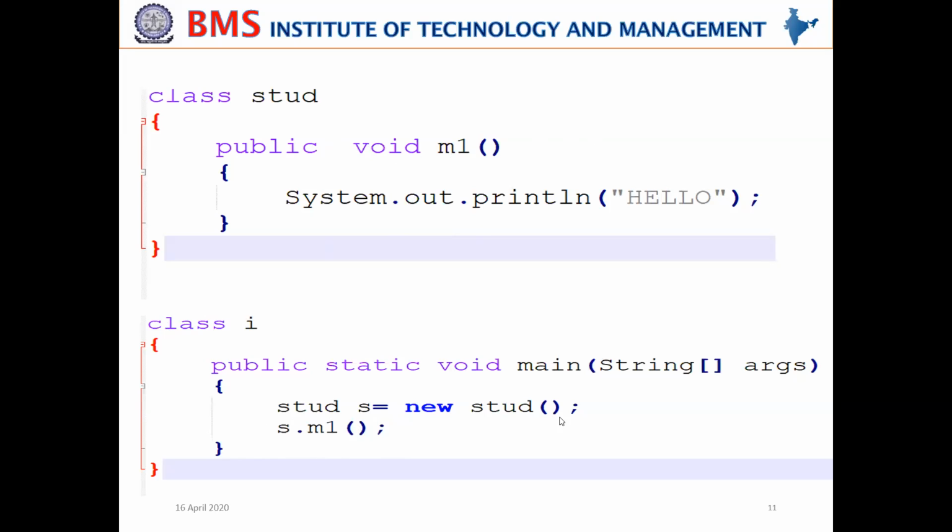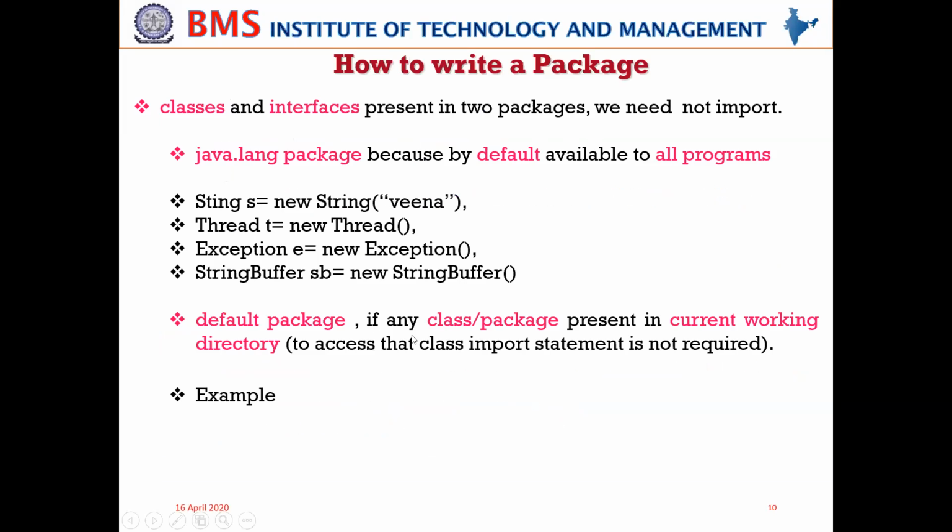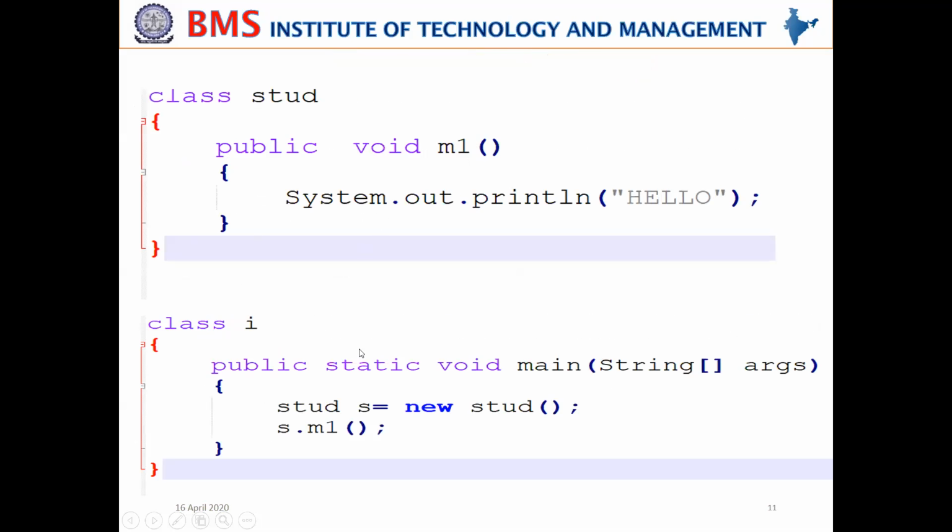So that's what we should understand from the previous slide. What did I tell you? If any class or package is present in the current working directory, to access the class, import statements are not required. See, no import statement is required. So the common conclusion you can draw from this is, if any class or package is part of your current working directory, then whenever you're creating a new class, your new class can directly access the class present under the current working directory, or have access to the package which is part of your current working directory.